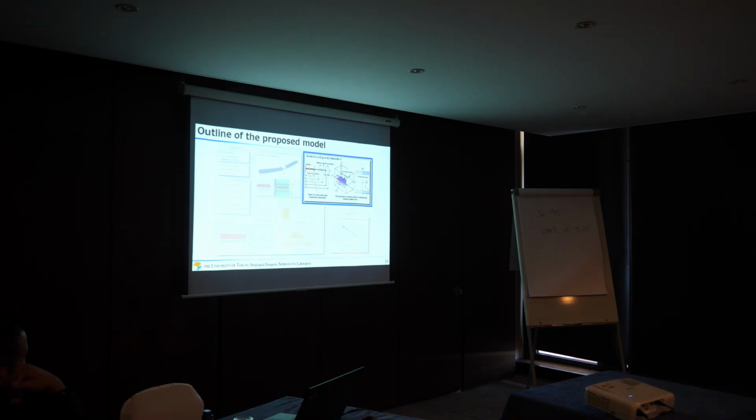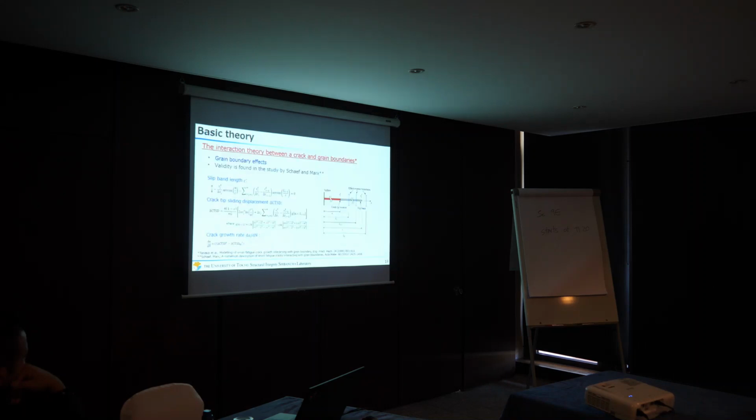Okay, I will introduce the model of crack growth. The basic theory is the interaction theory between the crack and the grain boundary. This was originally proposed by Professor Tanaka and later modified by Professor Shibanuma by assigning physical meaning to the parameters. Here A is the crack length and C is the slip band length, and the relationship between A and C can be expressed by this equation. And finally, we calculate the crack growth law by using this formula.